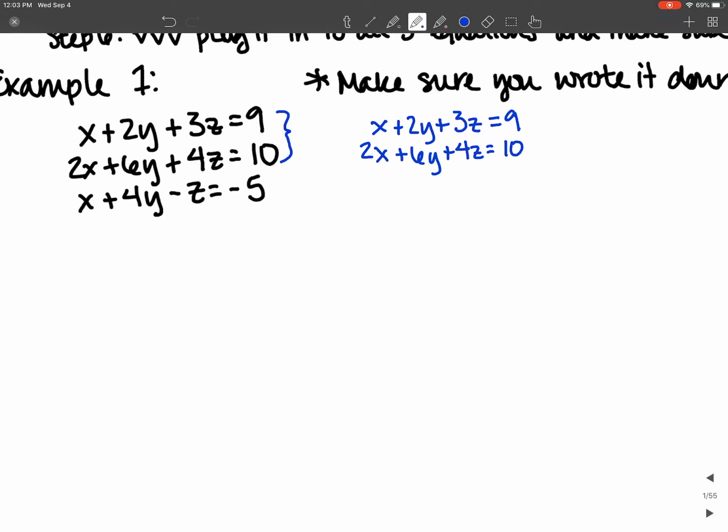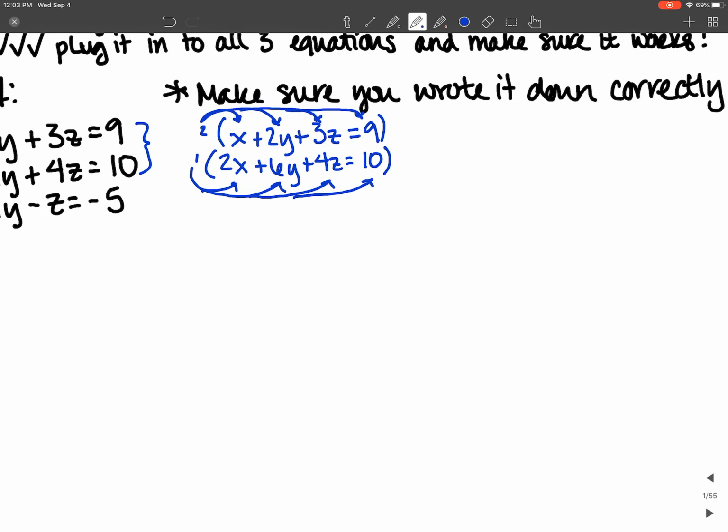And again, I'm going to kind of pull these over here. And one of the things that I noticed was kind of a problem for some people was forgetting to multiply all the way through. What's up, Jocelyn? Yes, but hurry back because you don't want to miss this. All right, so that's going to give me 2x plus 4y plus 6z equals 18. And then the bottom one is just going to be 2x plus 6y plus 4z equals 10.